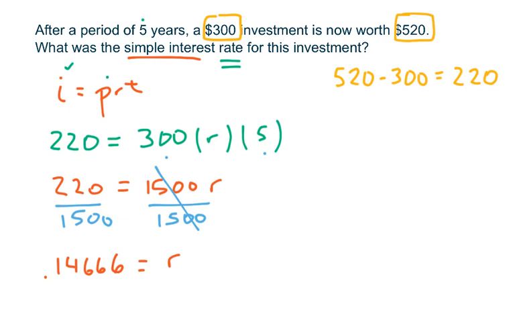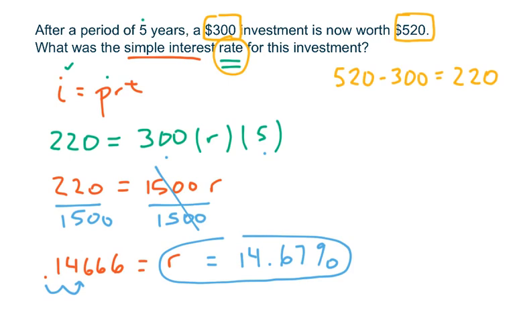Now I've got my value for r, but it's in decimal form. Here I was asked, what is the simple interest rate? So I want to make sure and report that as a percentage, not as a decimal. So I need to convert this decimal to a percent. I'll move the decimal point 2 places, and I will have that the interest rate is 14.67%.